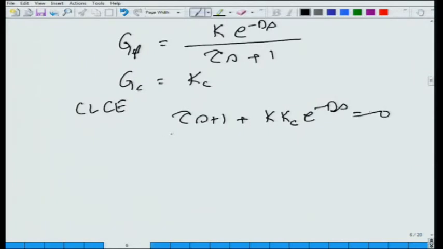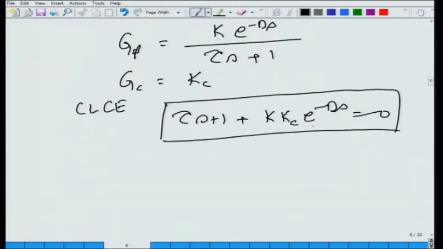Now, you can see this is a transcendental equation because of the presence of this term. So, first, you do not know how many roots there are, because in a transcendental equation you cannot tell how many roots there are.